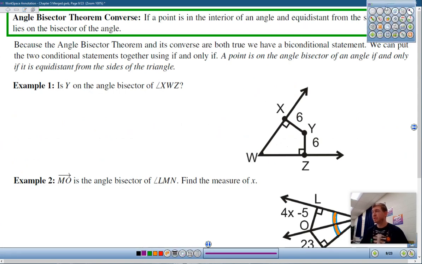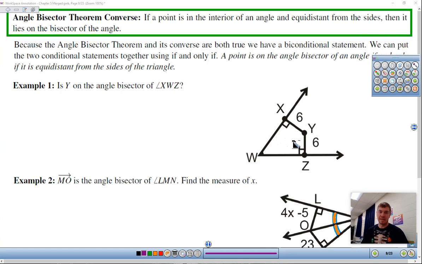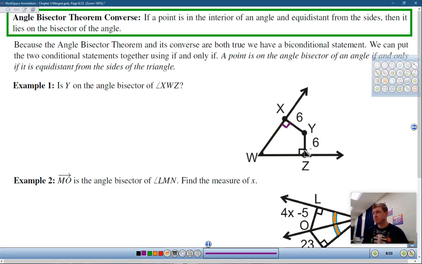The converse is also true, that if a point is in the interior of an angle and is equidistant from the sides, then it must lie on the angle bisector. So right here, I see the right angles, which tells me that from Y to Z and from Y to X, that's the shortest distance to that side of the angle. And it shows that we have a 6 for the Y to Z, and we have a 6 from the Y to the X, which means they're the same. And the question asks, is Y on the angle bisector of angle XWZ?